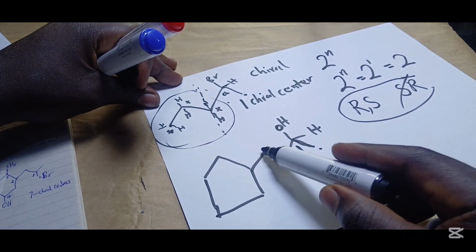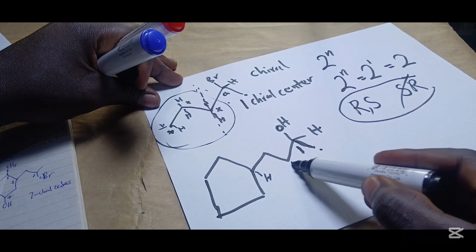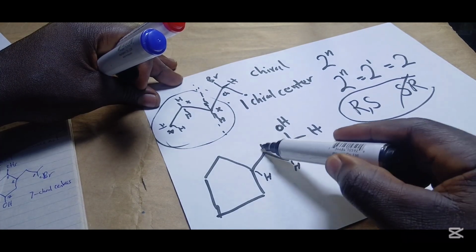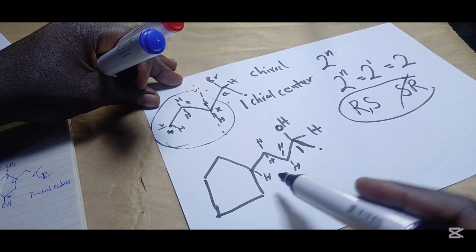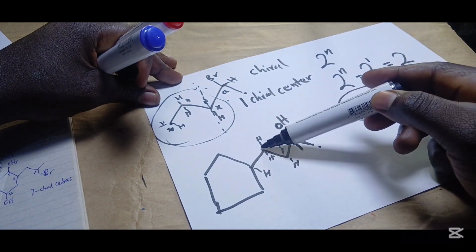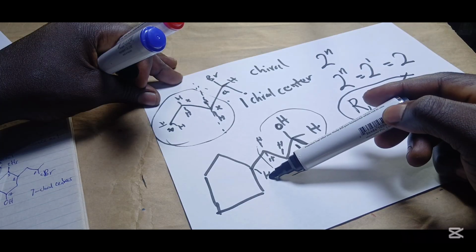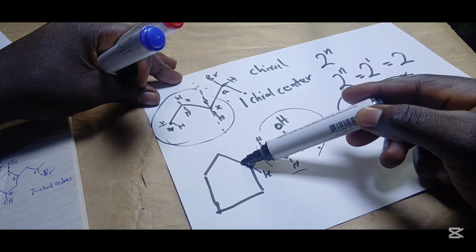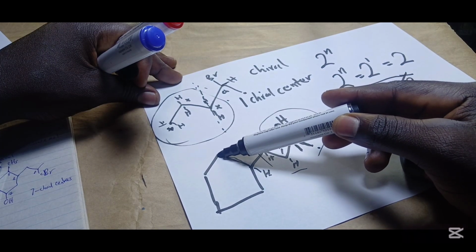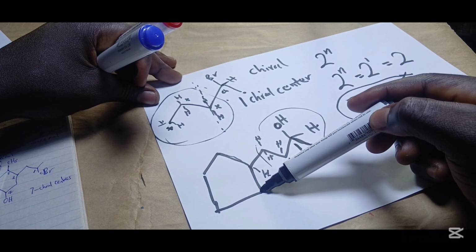Well, this is not chiral. This is not chiral because we have two hidden hydrogens here. Now let's look at this carbon. It has a long group here attached to it. That is 1. A hydrogen. That is 1. And then it also has a carbon attached to it here and a carbon attached to it here.